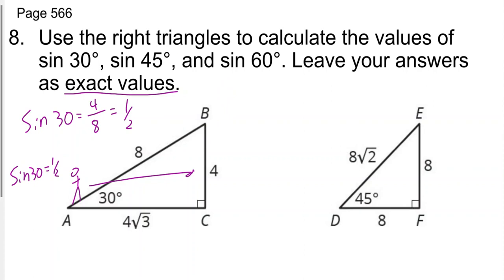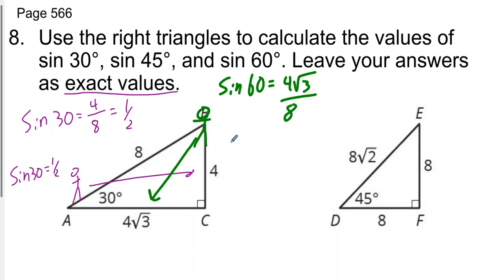If I want to do sine of B, I'm going to have to change my reference angle. So now I'm here. For the sine of 60, they're complementary angles, so 60 plus 30 is 90. Sine of 60 is opposite, in this case 4 square root 3, over a hypotenuse, which is 8. So I can simplify this: the sine of 60 equals, that's 1/2, but it's square root of 3 over 2.